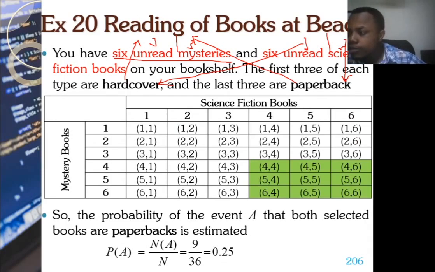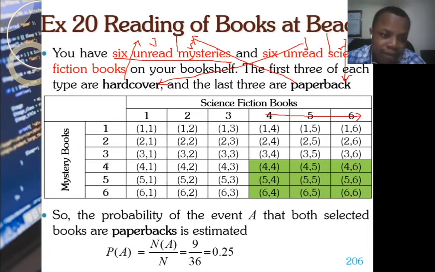So let's take an event. Suppose that 9 of these outcomes are such that these books are paperbacks. Now let's take a look at this. Remember that the first 3 books are hardcover and the last 3 are paperback. So for the science fiction books, the 4th, 5th, and 6th are all paperbacks. And for the mystery books, 4, 5, 6 are all paperbacks.